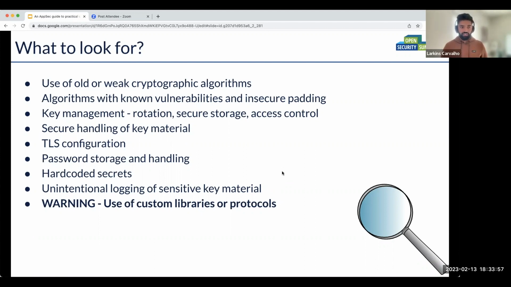Secure handling of key material. Secure handling of key material goes hand in hand with logging of sensitive key material. Key material is the heart of cryptography. If we are not handling it right, we might have issues even though we have designed a very secure system. We need to take a look at TLS configuration. Take a look at whether we are storing passwords in plain text, whether we are using different kinds of salt, work factor, and also hard-coded secrets. As a warning, if you're using or developing custom libraries or protocols, pay close attention to them.